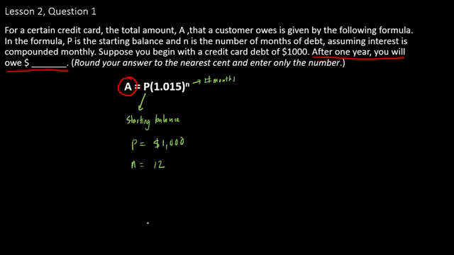So from here, it's a matter of rewriting this equation with your numbers in place of the variables, and then solve for A, and that will tell us the total amount we owe after 1 year for this particular credit card.